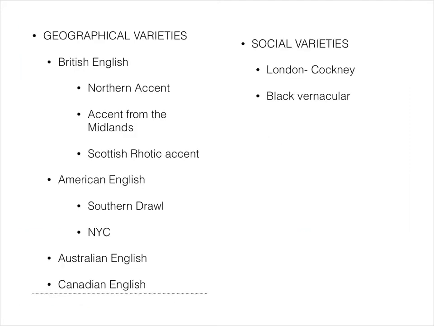So as I said, we're going to have a quick look at different geographical varieties. In British English, we have varieties like northern accents or accents from the Midlands, the middle part of the UK. Or we're going to explore the very quaint, very peculiar Scottish rhotic accent.